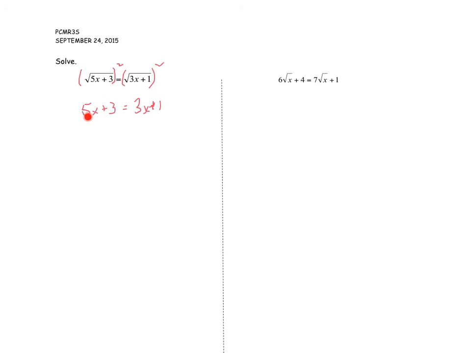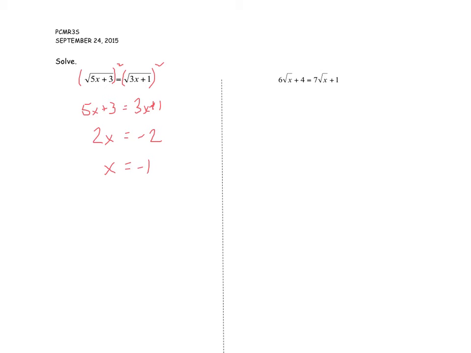We're just regrouping the x's to the same side, and we'll put the constants on the same side as well. So I'm going to subtract 3x on both sides, and you're going to have 2x left over here. And I'm going to subtract 3 on both sides. You're going to be left with negative 2 over here. So our solution is x equals negative 1.